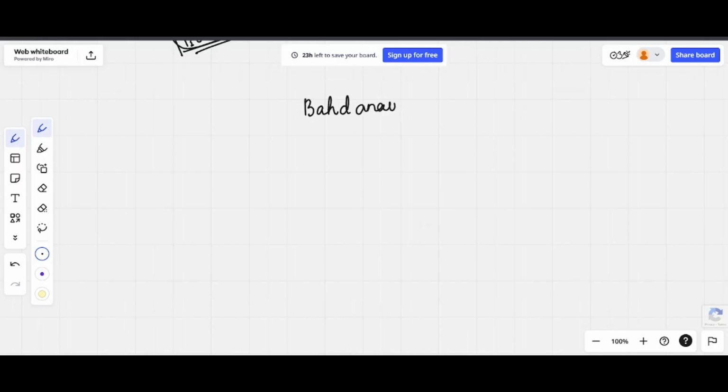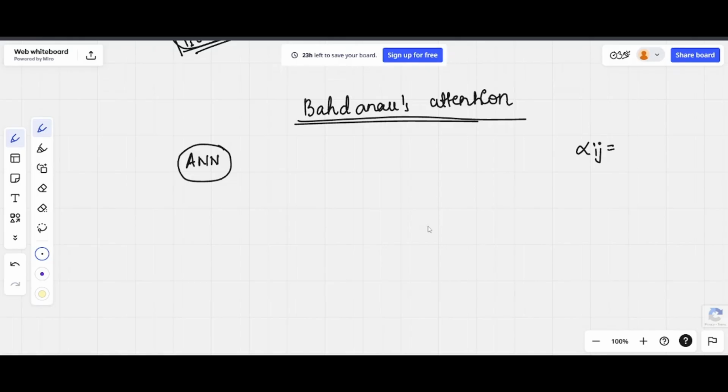Bahdanau's attention. Sorry if I am pronouncing it wrong or if the spelling is not right. So as discussed, between our encoder and decoder, we now have an artificial neural network, and we will understand its composition now. So we know that our alpha ij is actually a function of two quantities. The first one is hj and the second one is si minus 1.